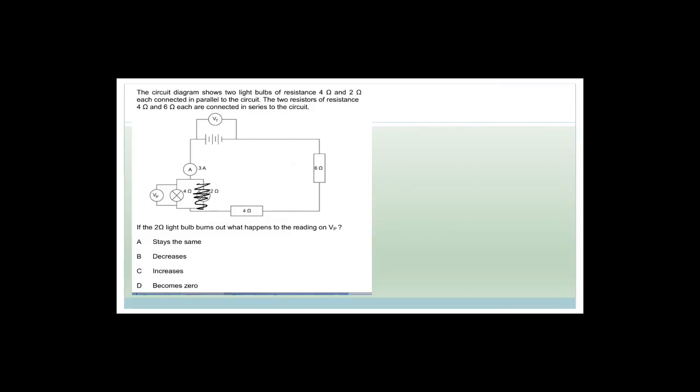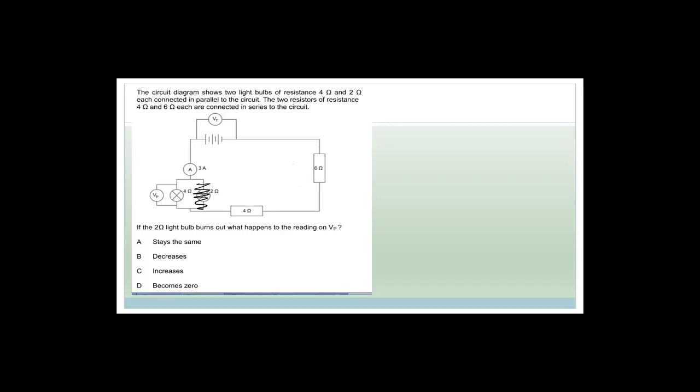Do you agree that there are two ways to think of it? The one way to think of it is that all the current is now going to be going through the 4-ohm resistor, okay? And 3 times 4 is 12, whereas before it was split. So therefore, the volts is going to be higher. So definitely it is going to increase. Correct answer is going to increase.